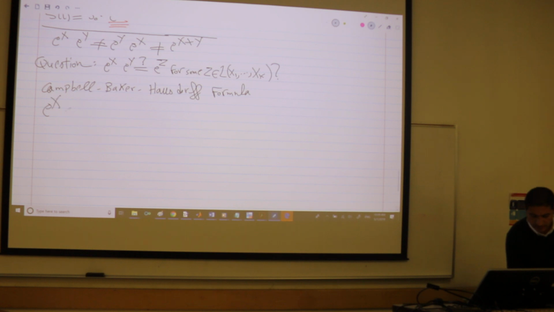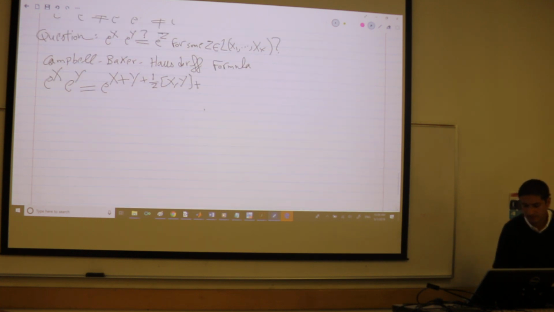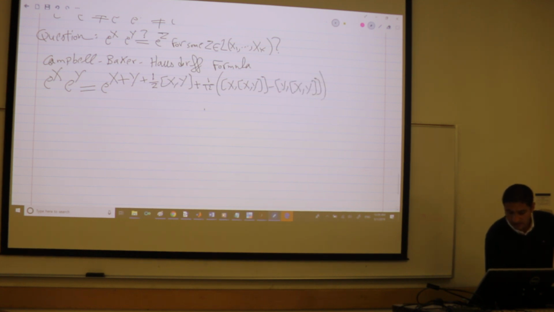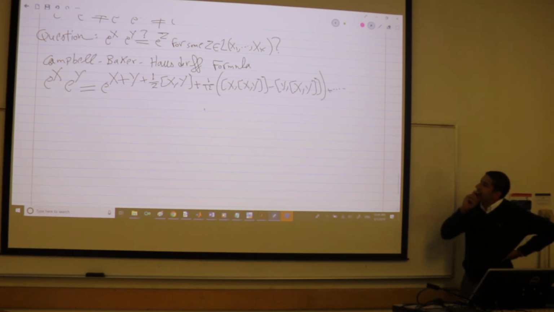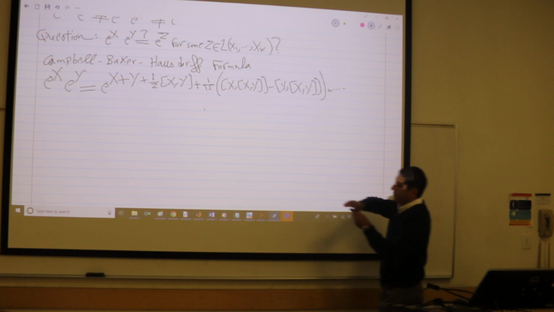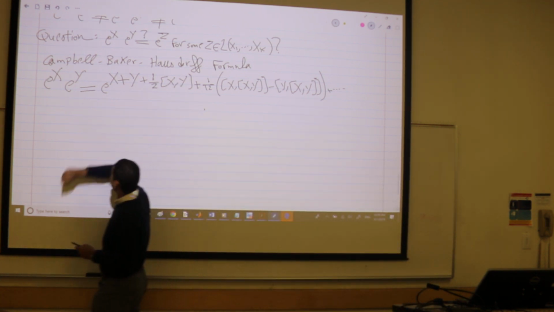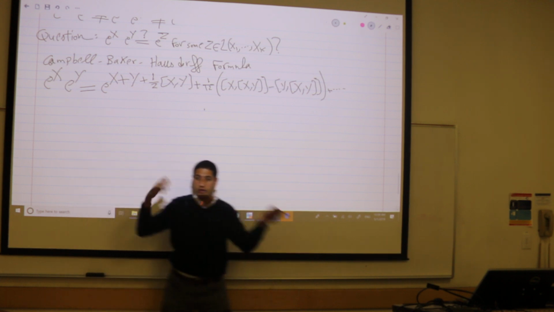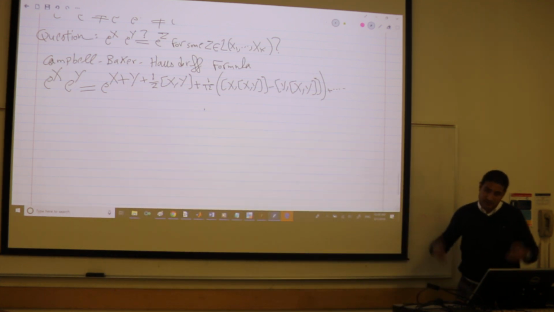If you have e to the x, e to the y, this is equal to e to the x plus y as expected, but of course more, because it's non-commutative: 1/2 the Lie bracket of x and y, plus 1/12 [x,[x,y]] minus [y,[x,y]], and yeah, the higher order terms. And you can get the higher order terms from the basic definition. Expand this as an exponential, exponential, multiply, equate coefficients. You get the remaining terms if you're interested in them.